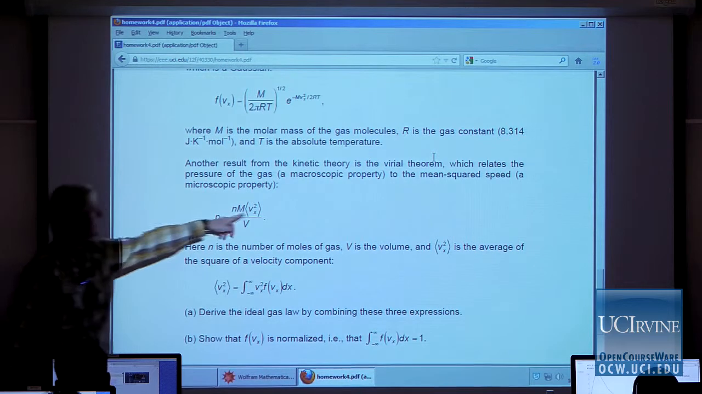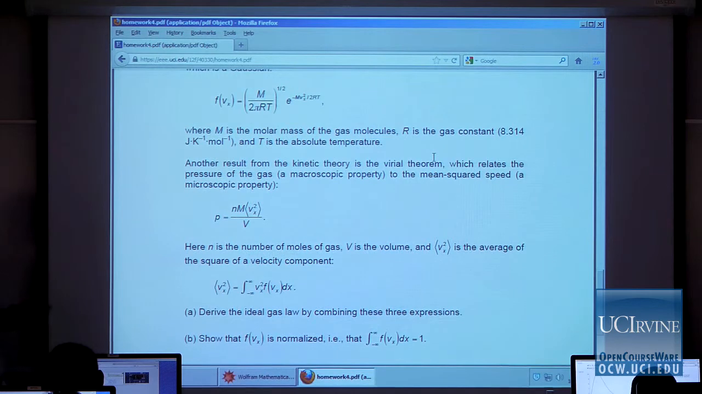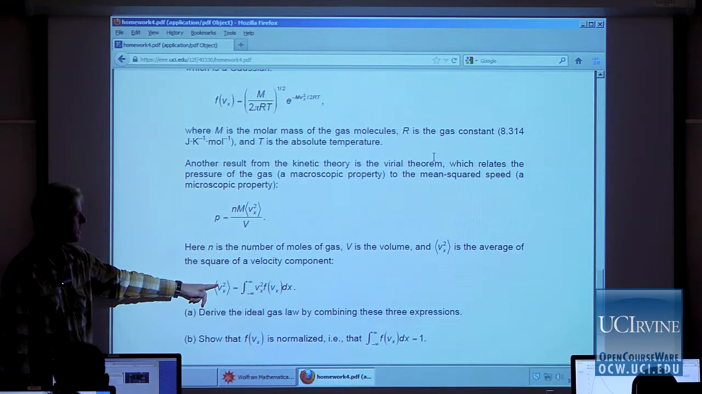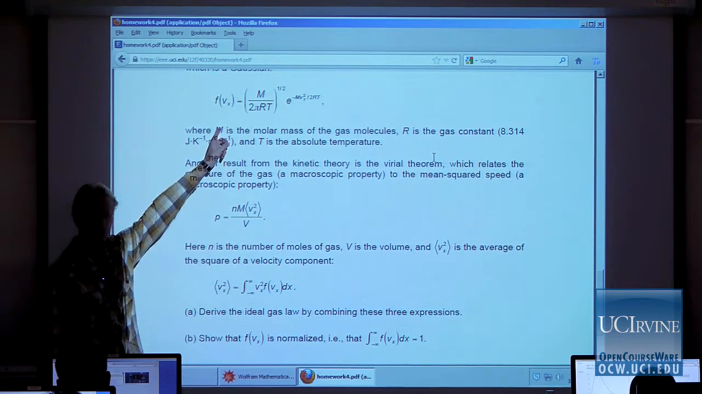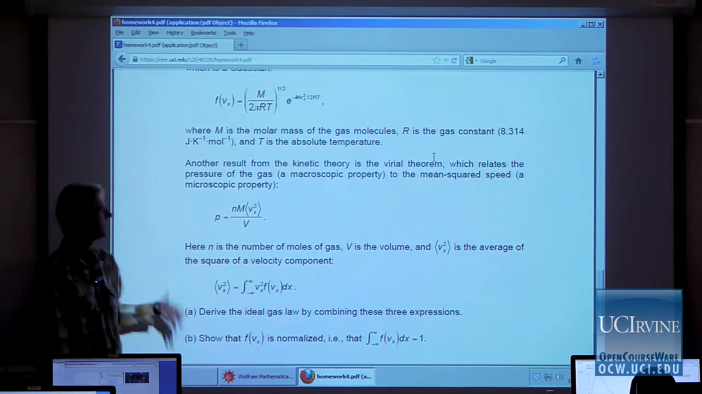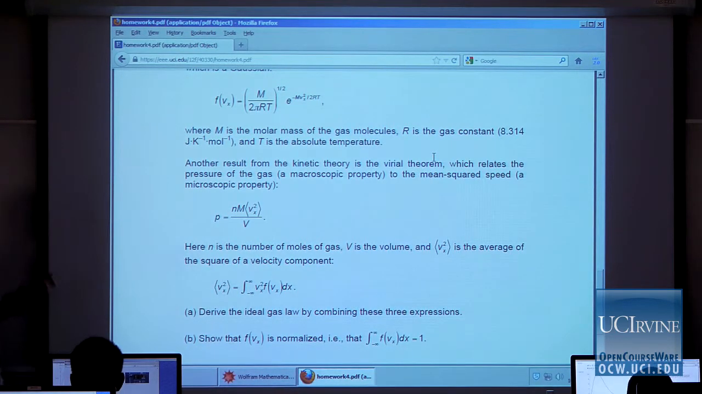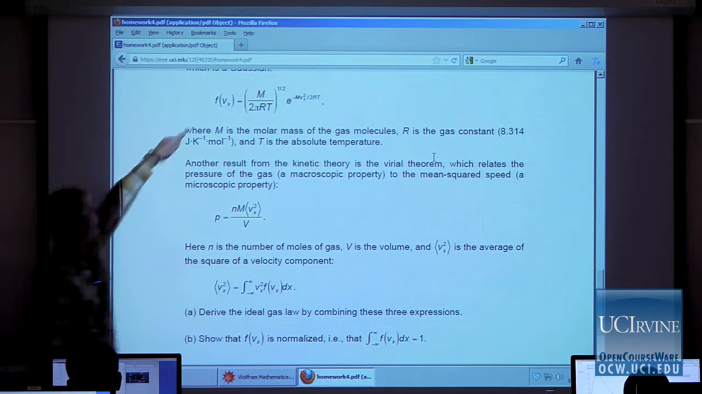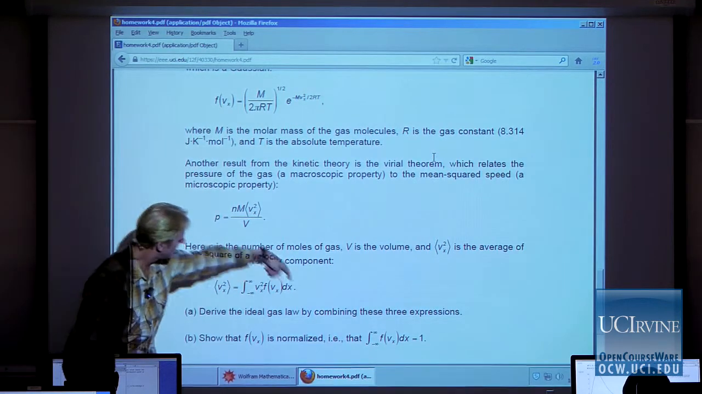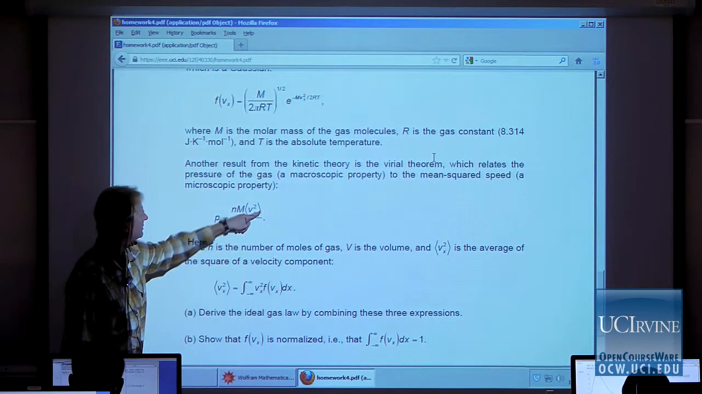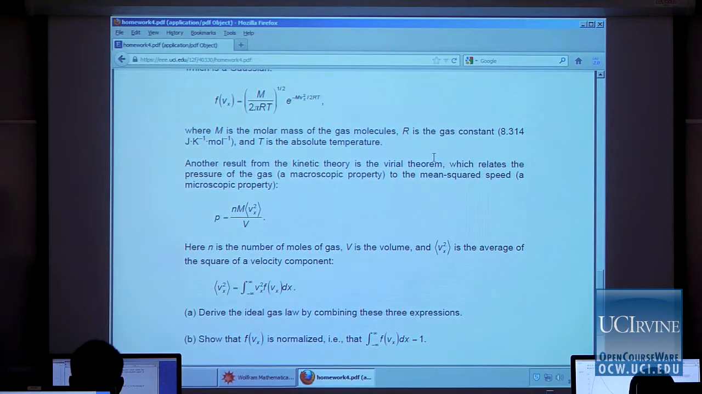This is defined in the same way as we defined averages over there on the board. So the average of Vx squared: you take the corresponding probability distribution, f of vx, put in vx squared, and integrate over the whole range, which is minus infinity to infinity. What I want you to do for this problem is define this, plug it into here, and evaluate that. If you did it right, you should get the ideal gas law.